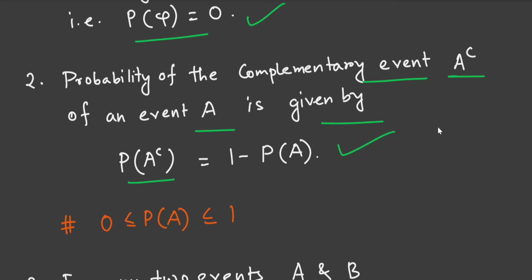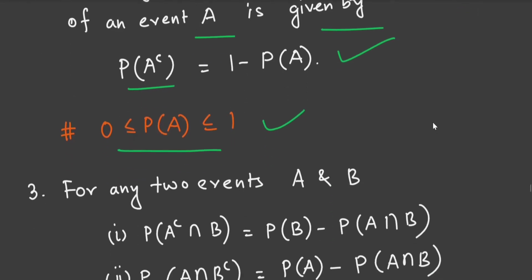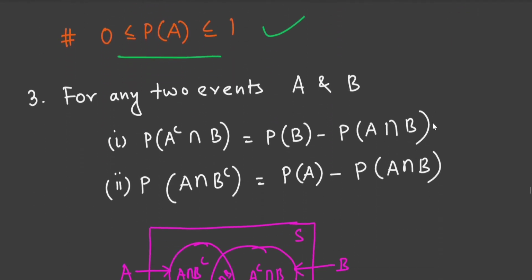The value of the probability lies between 0 and 1 for any event A. So number 3: for any two events A and B, probability of A complement intersection B is equal to probability of B minus probability of A intersection B. And similarly, probability of A intersection B complement is equal to probability of A minus probability of A intersection B.